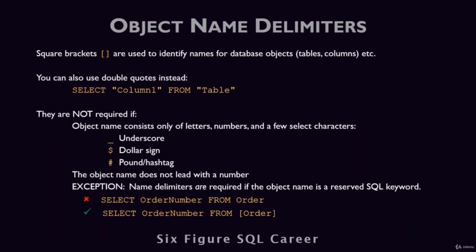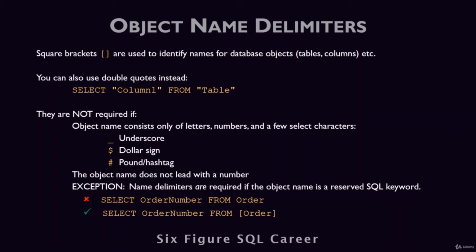You can generally use any character, including spaces, in an object name. When I say objects, I include both tables and columns, but this also describes a lot of things we will cover in later lessons. To prevent SQL from confusing object names with command syntax, however, you use object name delimiters to identify objects. Square brackets are used to identify names for database objects, such as tables and columns. You can also use double quotes instead.